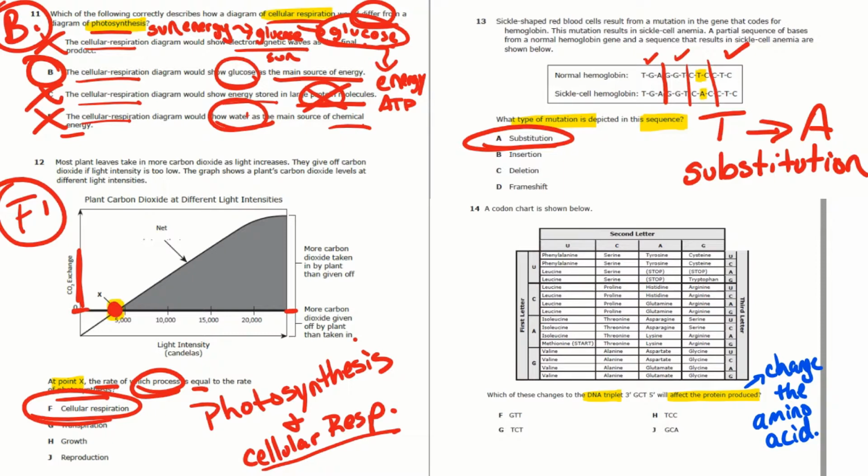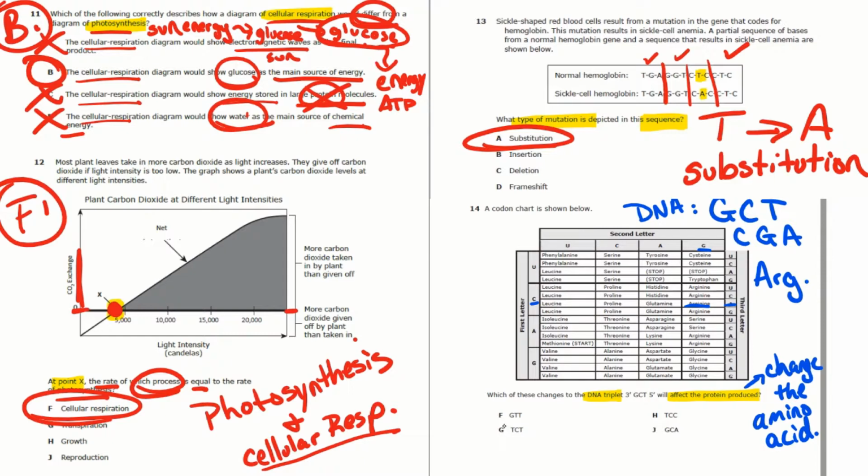Now, in order for us to figure out what amino acid would be produced based on these DNA triplets, we would need to first convert them into mRNA. So we have GCT, and that is our DNA. We need to convert it into RNA. So that would be CGA. Now, that on our codon chart would be CGA, and it would code for arginine.